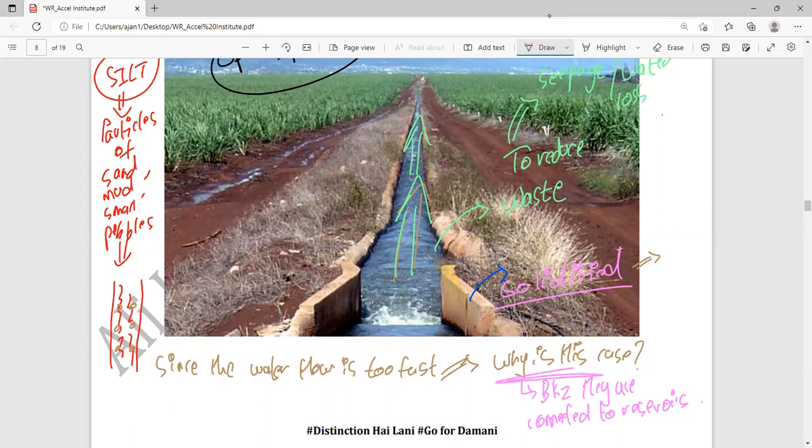But in the perennial canals, the water flows all across the year, and it brings a lot of silt, right? It keeps on flowing, keeps on bringing. This cycle repeats, and therefore your particles get deposited like this. A layer is created, actually, a silt layer. Are we clear on this?